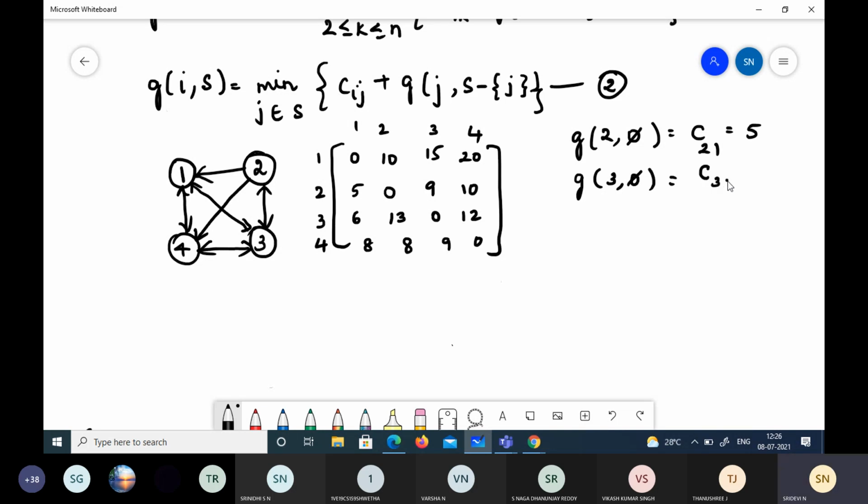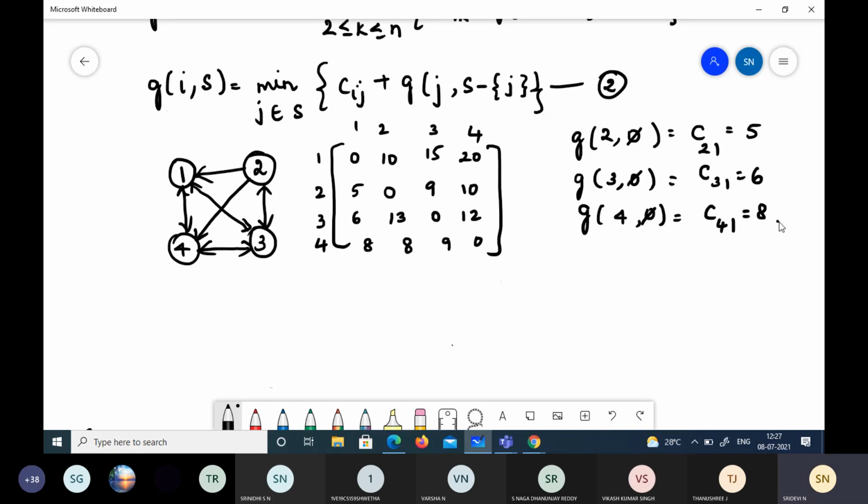So C of 3 1 is 6. See here, 3 to 1 is 6. And then G of 4 comma the null set, so it is 4 to 1. And what's the value here? It is 8. Is this much clear?